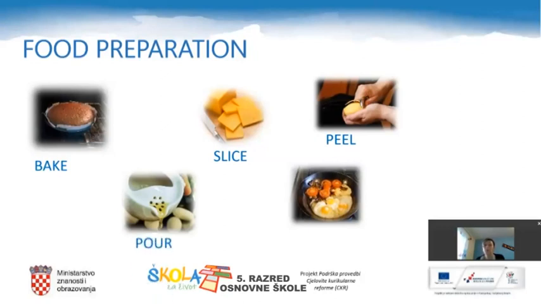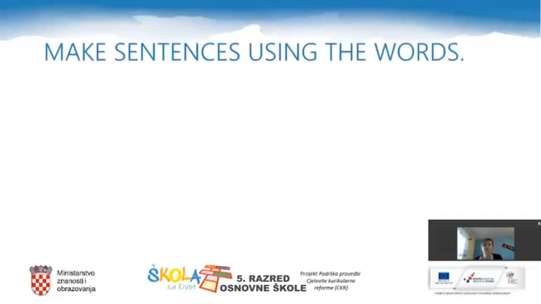The next verb is pour. You pour something out of somewhere. And the last one is fry. You can fry eggs or meat or sausages in a frying pan. Now that you have learned some verbs that we use to prepare food and the names of some cooking tools, it's time to use them in sentences. So make sentences using the words.